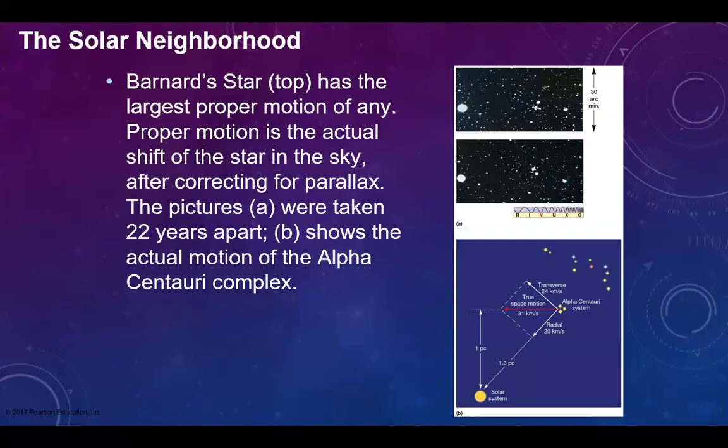And B here on the bottom shows the actual motion of the Alpha Centauri complex. So we see the proper motion, the transverse motion, is about 24 kilometers per second. It's also moving towards us at about 20 kilometers per second. So the total true space motion is about 31 kilometers per second. So you can combine the proper motion of the star with its radial motion to figure out its actual motion.